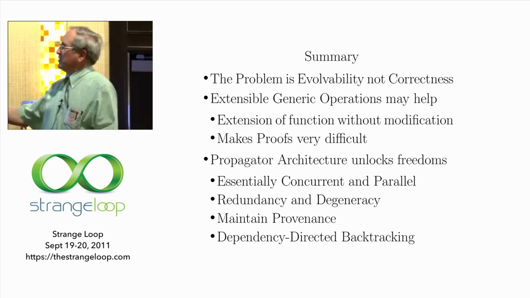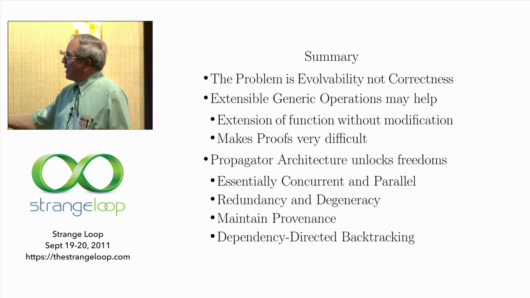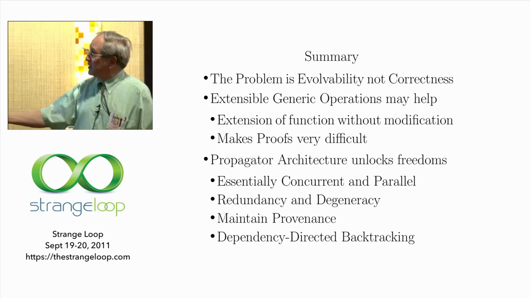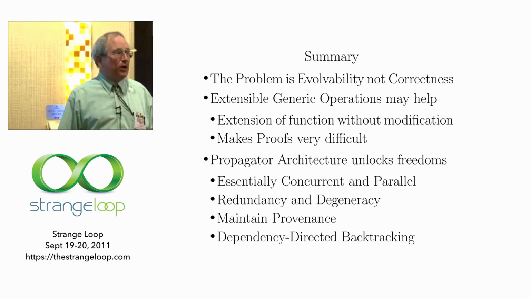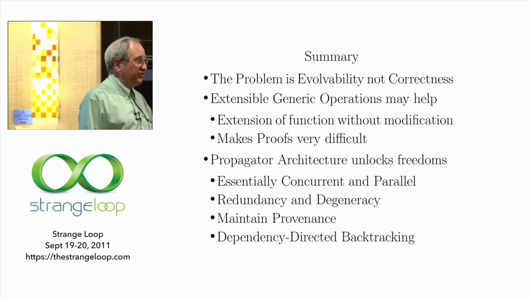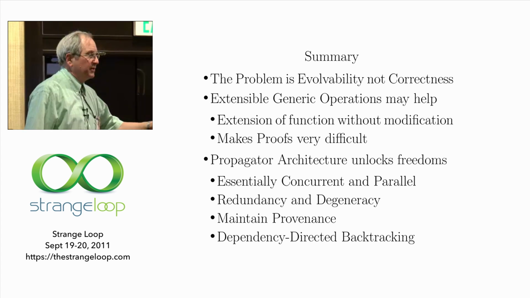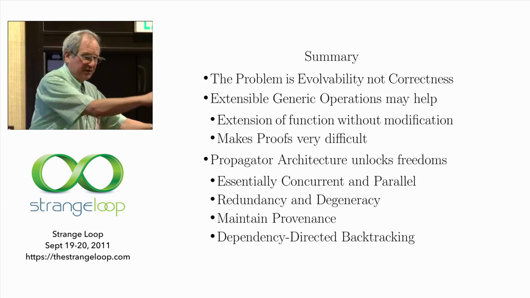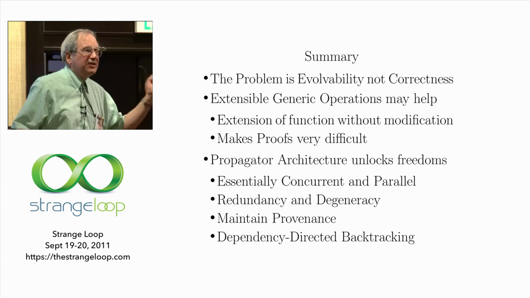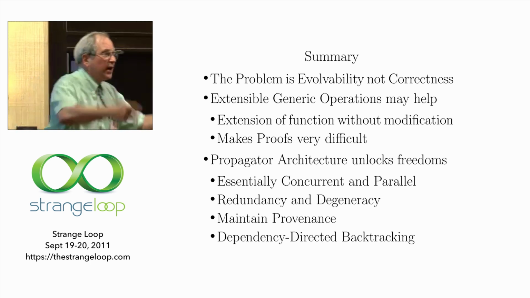Here's one particular example, which is concurrent and parallel in an essential way. It's redundant and degenerate, meaning it's possible to compute the same thing many times and put them into the same place, and it doesn't cause any trouble. Except if one of the things dies, you get the correct answer another way. Degenerate means I can compute it a different way.